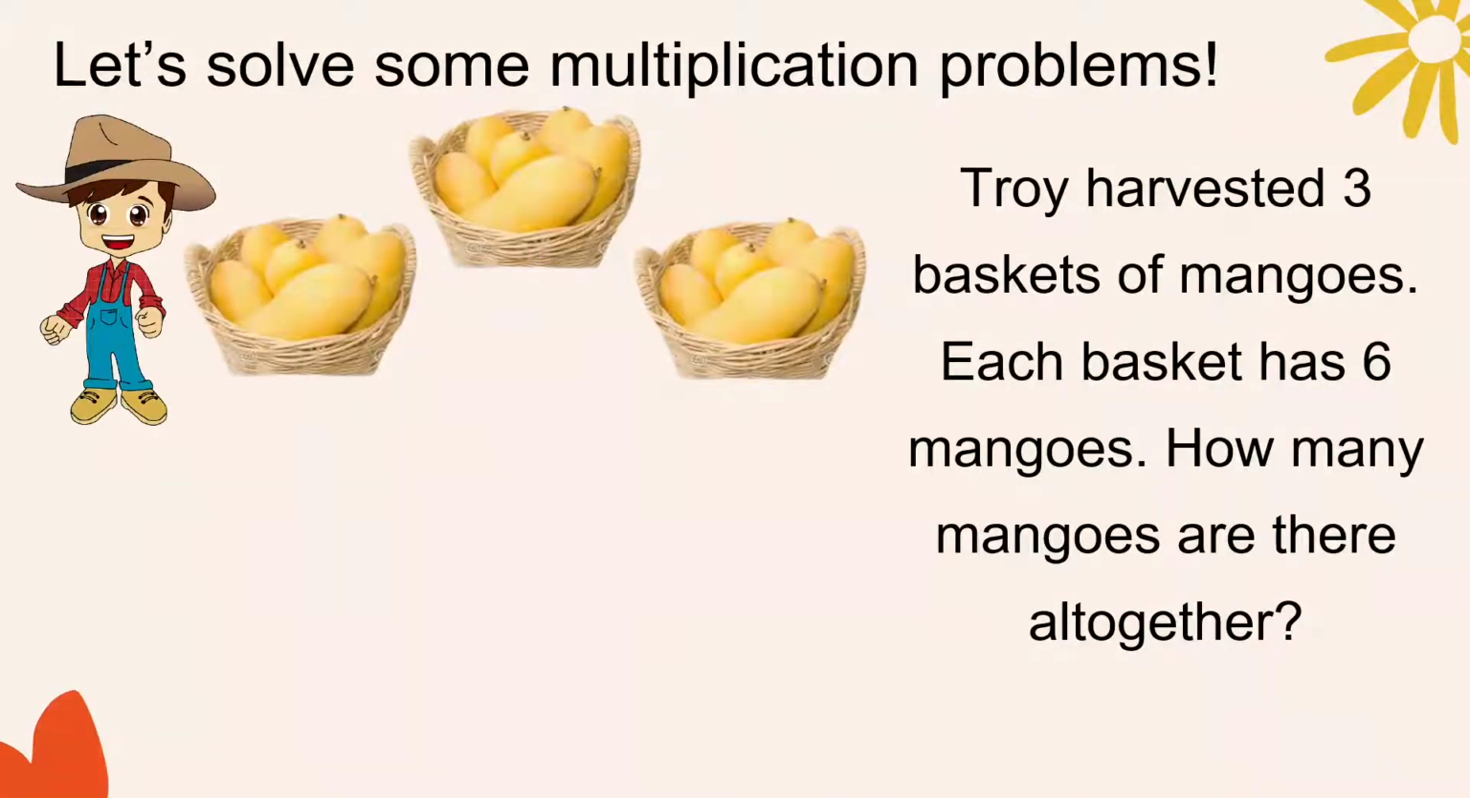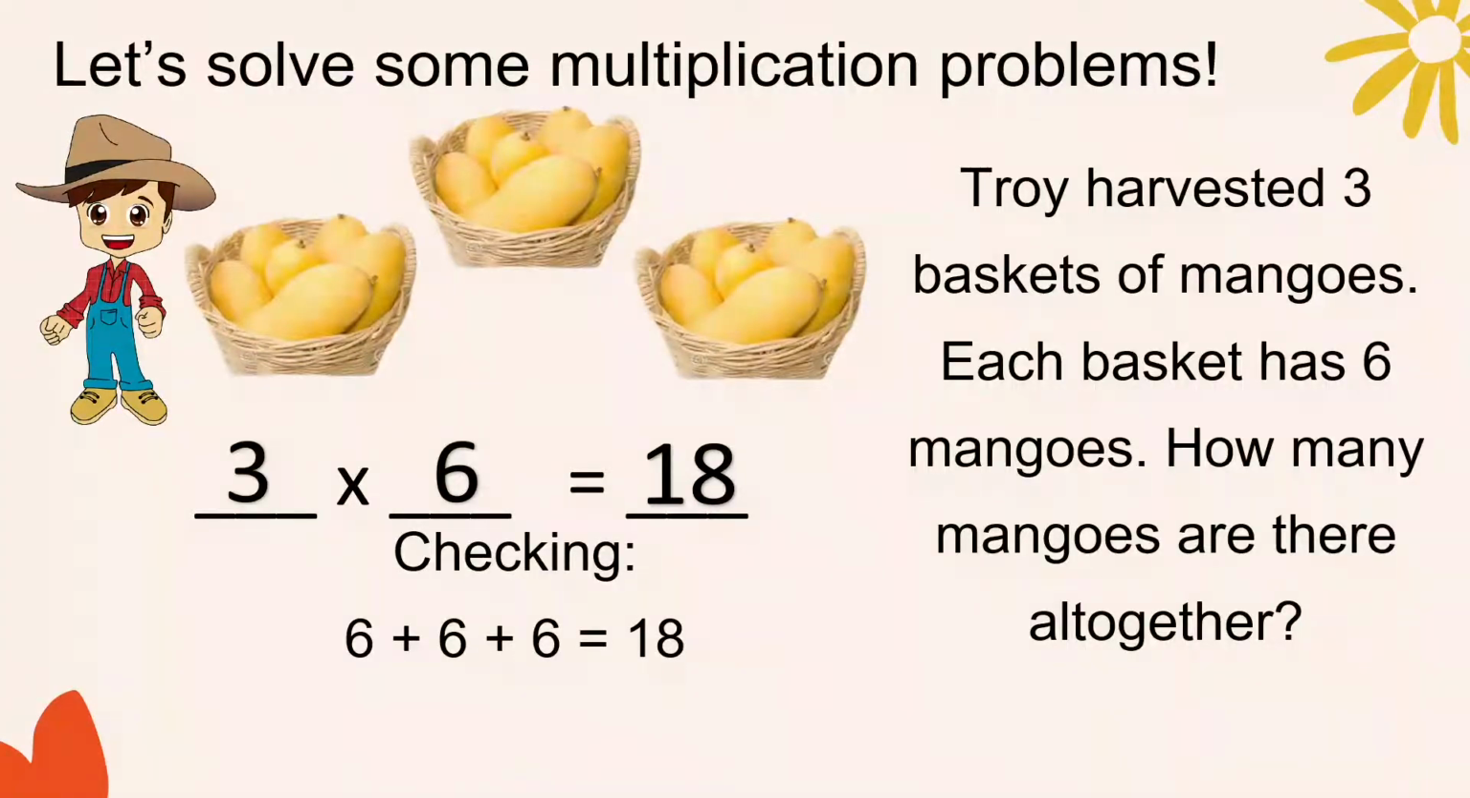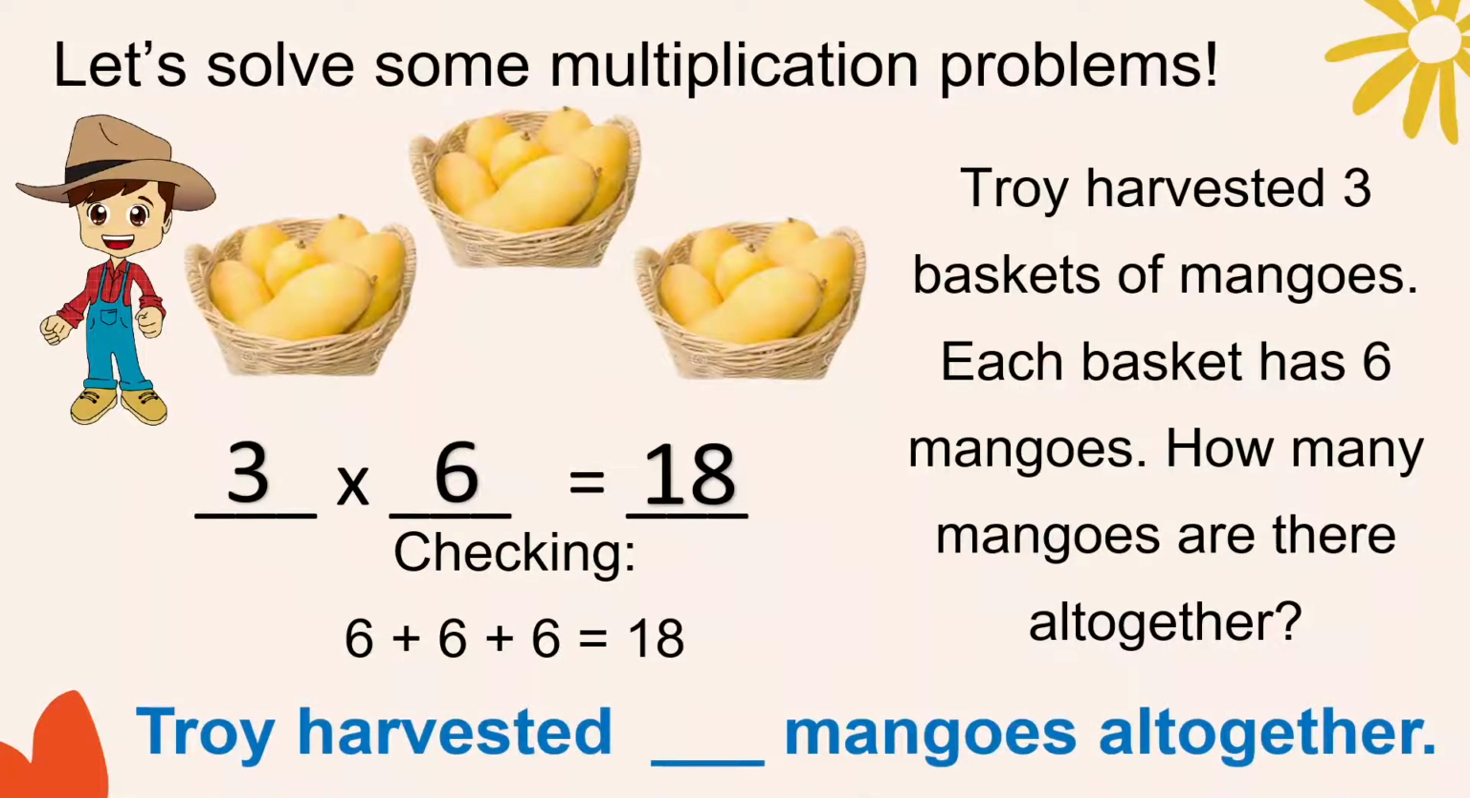Okay, let's have the last problem, children. Troy harvested 3 baskets of mangoes. Each basket has 6 mangoes. How many mangoes are there altogether? Okay, complete this one. Very good. So that is 3 times 6 equals? Correct, 18. So let's check by using addition. We can add 6 3 times, so that is 18. And the final answer, Troy harvested 18 mangoes all together.